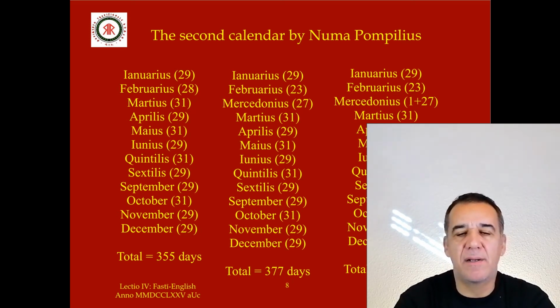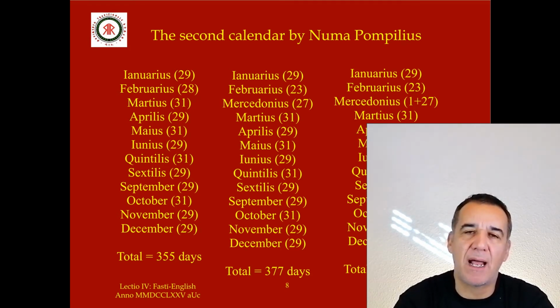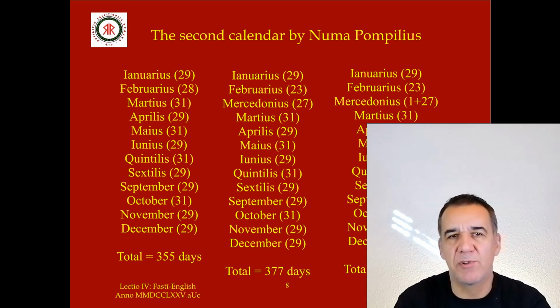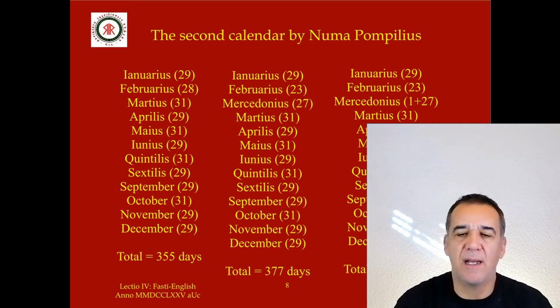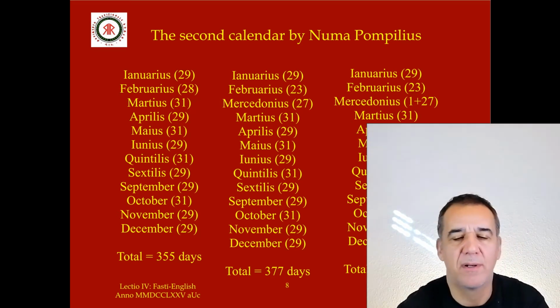The year terminated during the feast of Terminalia in February. So the month of February was divided actually in two by this Terminalia. They were not at the end of the month. And so the first part of the month was till the 23rd, and then the second part was till the end, 5 days more.